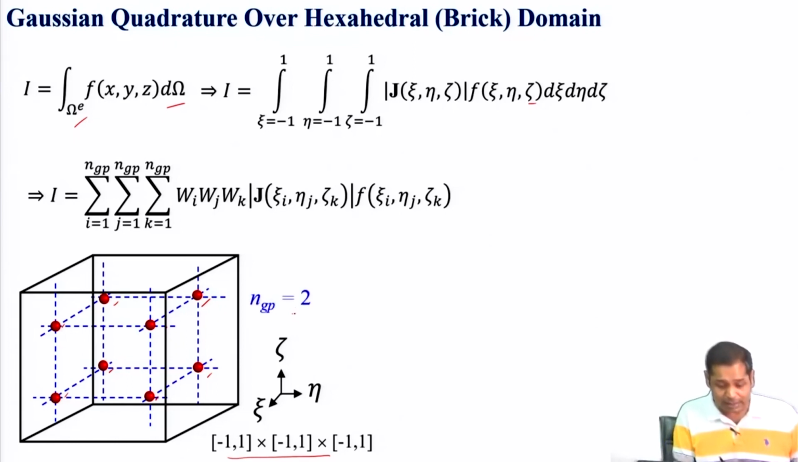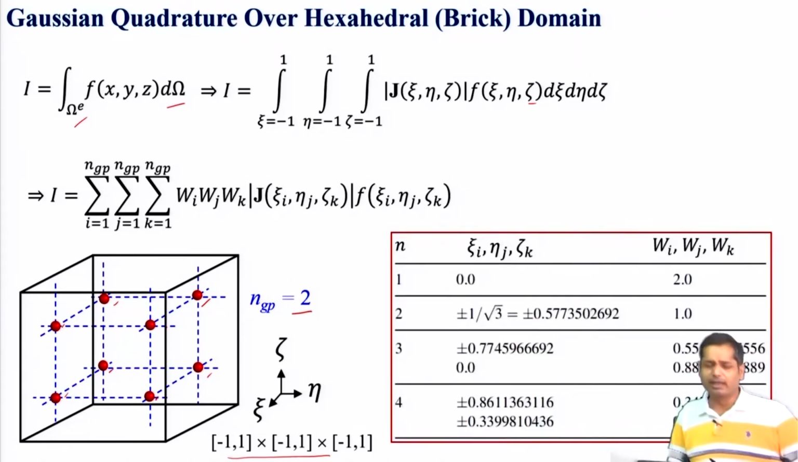In this case ngp is 2, because in all the directions, xi, eta and zeta, the number of points is 2. So the total number of points in this case is 8. Evaluate this value at all 8 points, multiply by their weights and sum them to get the integration. It is the same concept that we have already used for the quadrilateral element. These are the locations of the integration points, and these are the corresponding weights. You will see this is similar to what we have already done for the quadrilateral element. So this is the integration over a hexahedral domain or brick domain.